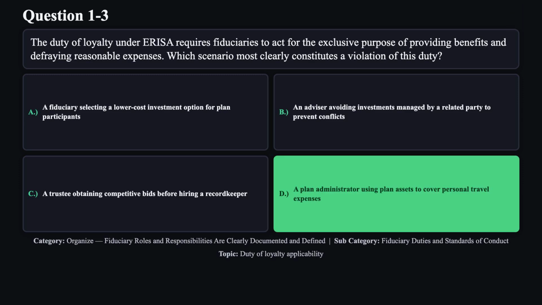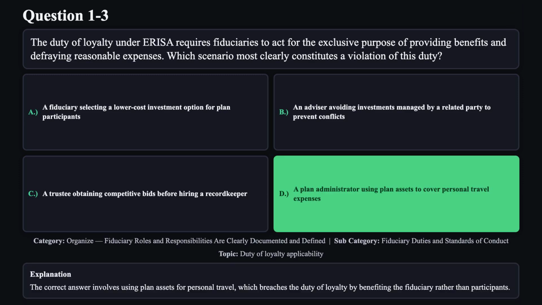The correct answer is D. The correct answer involves using plan assets for personal travel, which breaches the duty of loyalty by benefiting the fiduciary rather than participants.